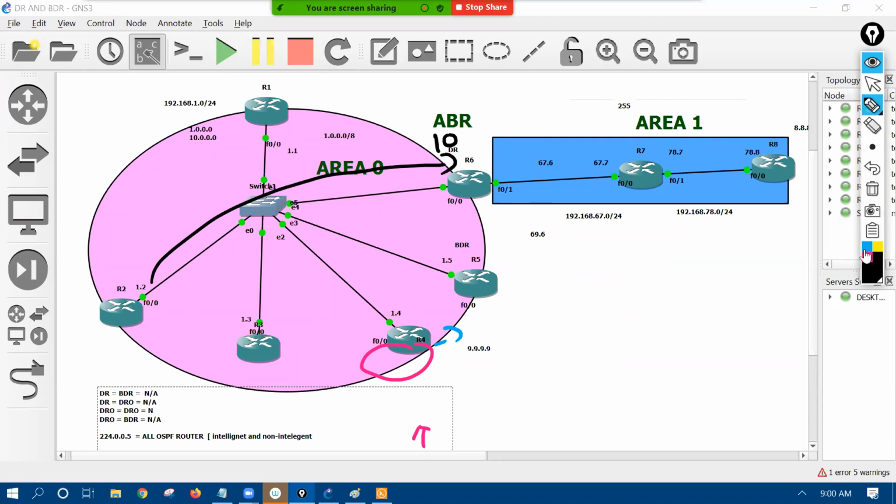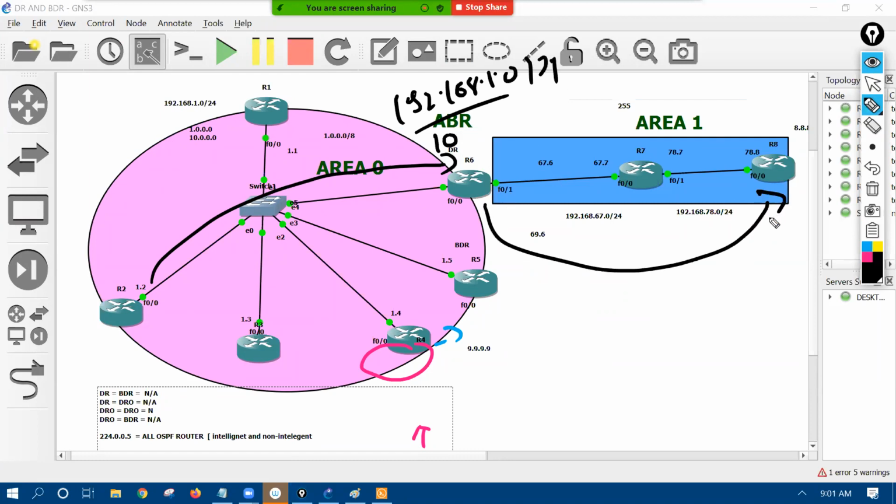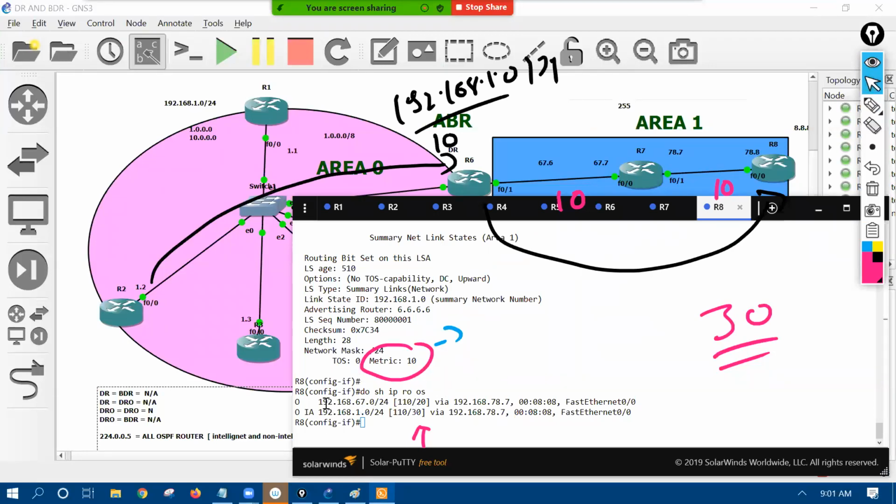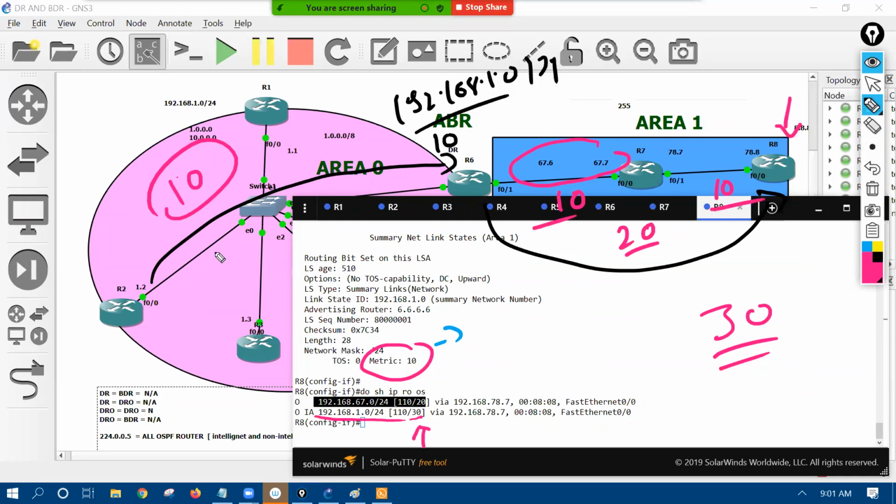But when the route is coming to R8, it is going to add the 10 from here and 10 from here. That's why, if you see this point, for this network the metric is 20, right? R8 is saying that for this network 67.0 the metric is 20. How? 10, 10, 20. But when this route is coming to me, it will add the 30 there because this area also has a 10 metric, so it becomes 30 on the R8 router, 10 plus 10 plus 10, 30.